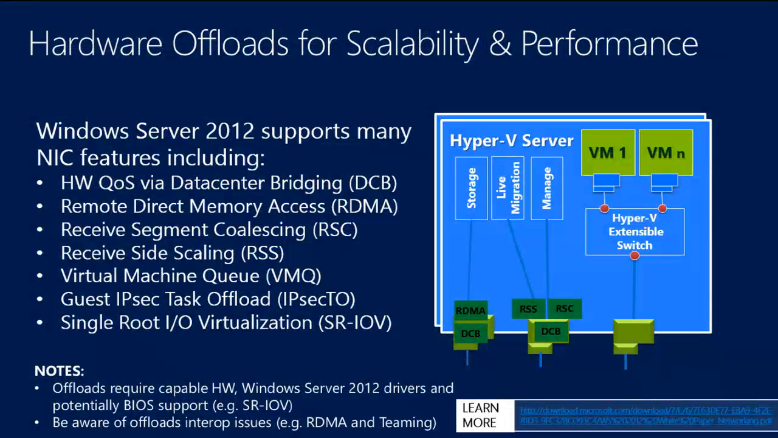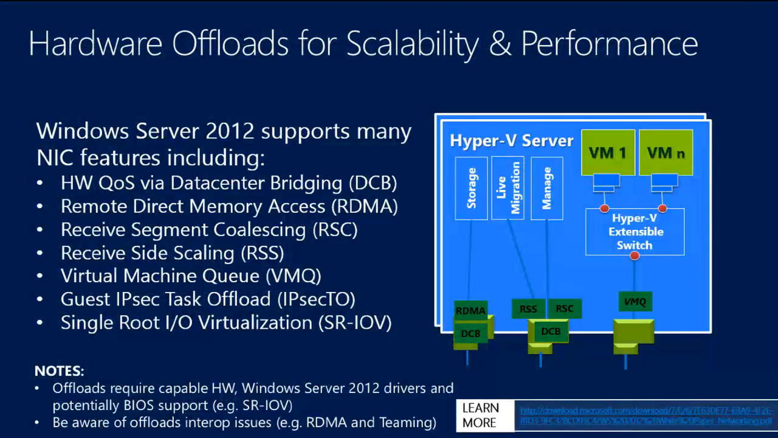RSS and RSC are both features for enabling better scale of the network, better processing of network traffic, mostly relevant for the Hyper-V server traffic itself. So think of it as the NIC that will handle large amounts of data transfers on the Hyper-V server will benefit from these two features.